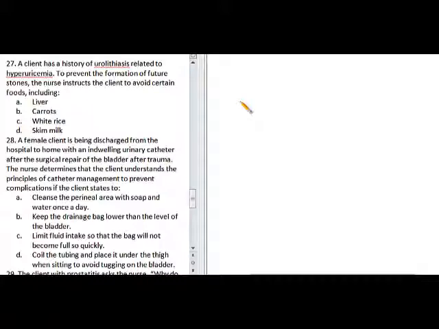Next, number 27. A client has a history of urolithiasis related to hyperuricemia. So the client has kidney stone due to hyperuricemia. So we can say that this stone is made up of uric acid. To prevent the formation of future stones, nurse instructs the client to avoid certain food, including, so we're looking for food that is high in uric acid. And we all know that organ meats are high in uric acid, which is letter A. This is an organ meat. It is high in uric acid.